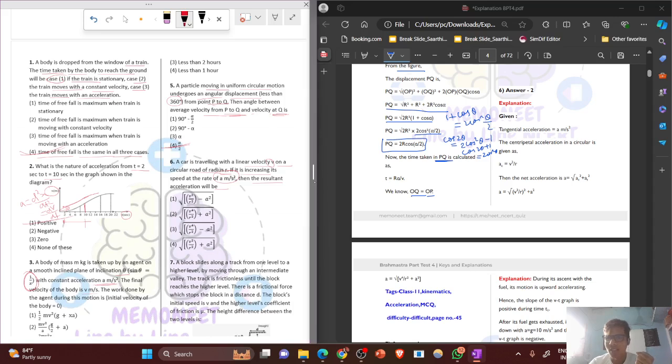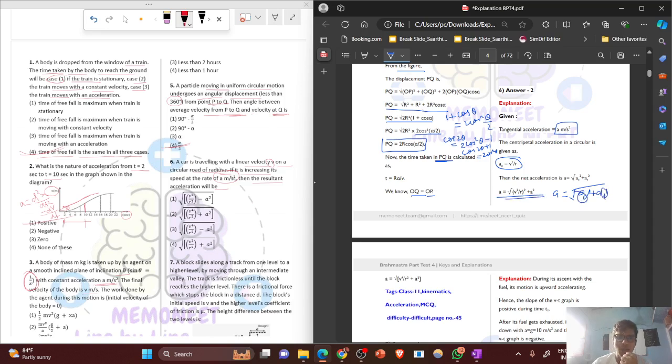Tangential acceleration is given as a meter per second square, and centripetal acceleration is v square by r. The net can be calculated as the square root of AC square plus AT square. Putting in the values of AC and AT, you get the value. So this is a complete theoretical question, and the second option is the correct answer.